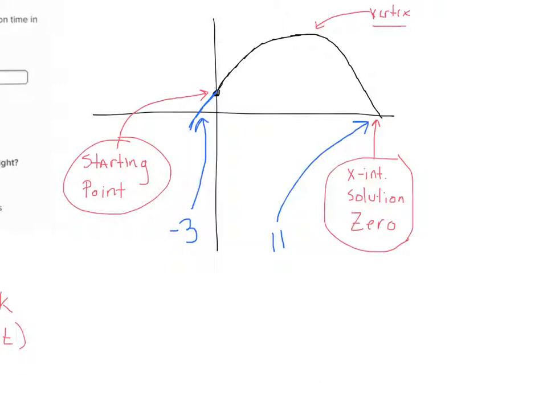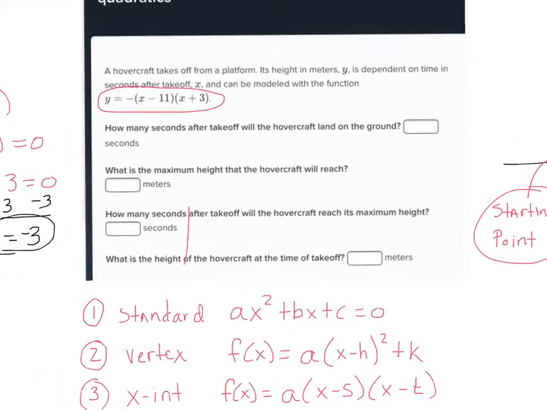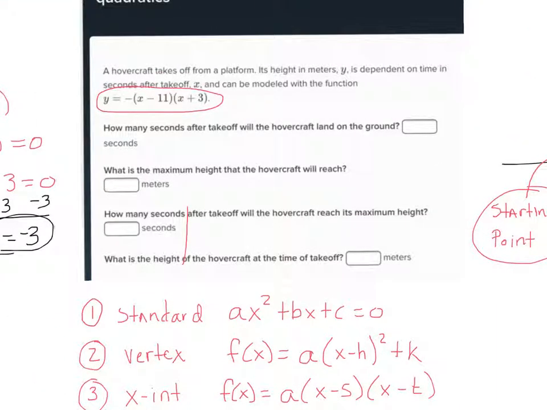So the hovercraft went up. And see, right here, it's 1 second into flight. Then 2 seconds, 3 seconds, 4, 5, 6, 7, 8, 9, 10, and boom, it hits the ground at 11, right? So how many seconds went by before it hit the ground? 11 seconds. So that's that blank. How many seconds after takeoff will the hovercraft land on the ground? 11 seconds. Okay?